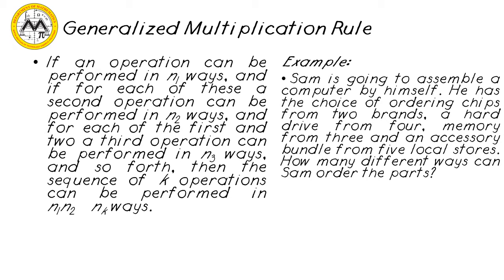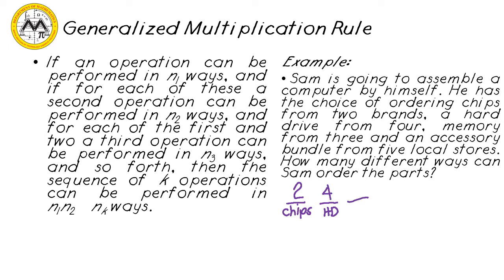Sam is going to assemble a computer by himself. He has the choice of ordering chips from two brands. So first, let's have the chips. From the chips, we have two. And a hard drive from four. So let's have hard drive, HD. We're going to have that from four.